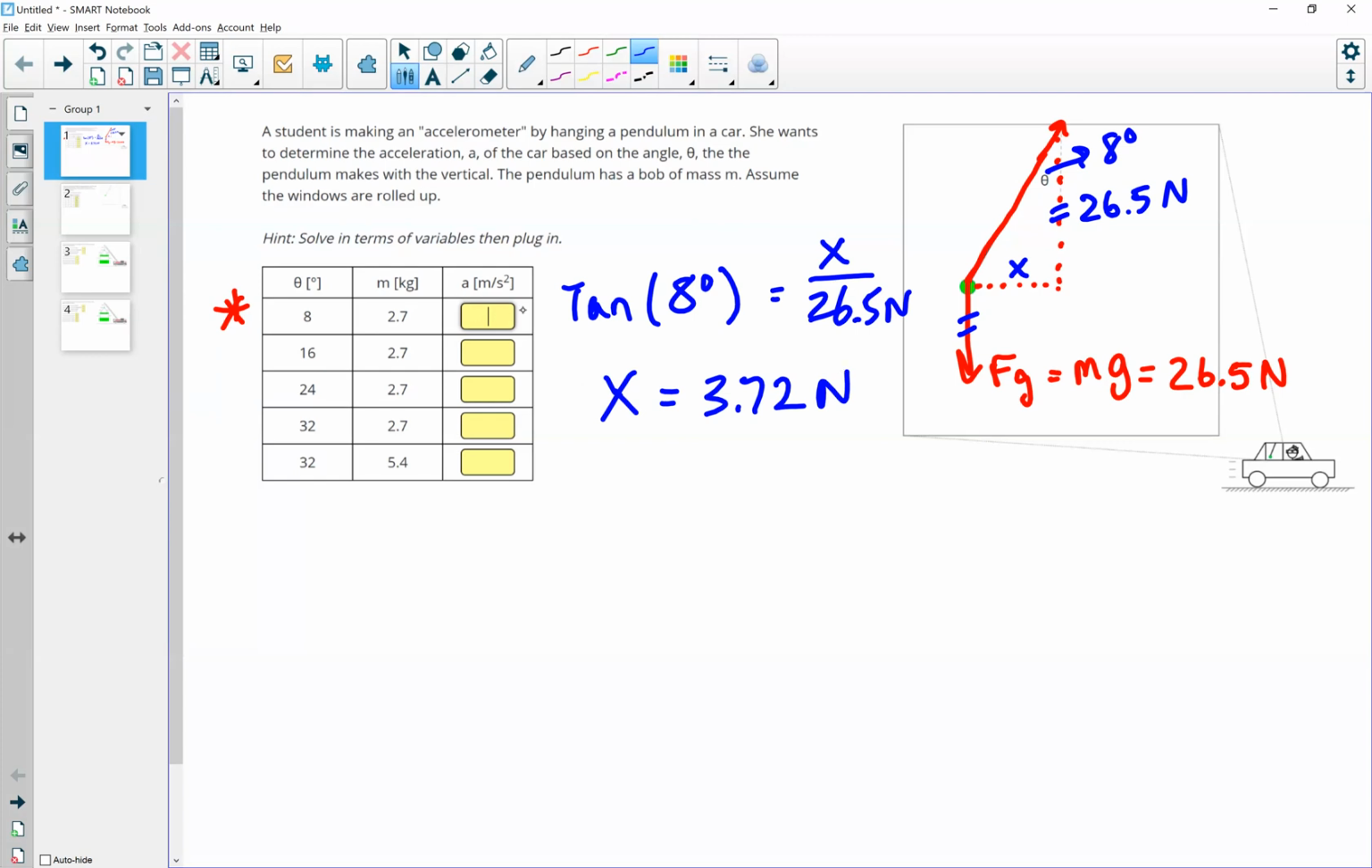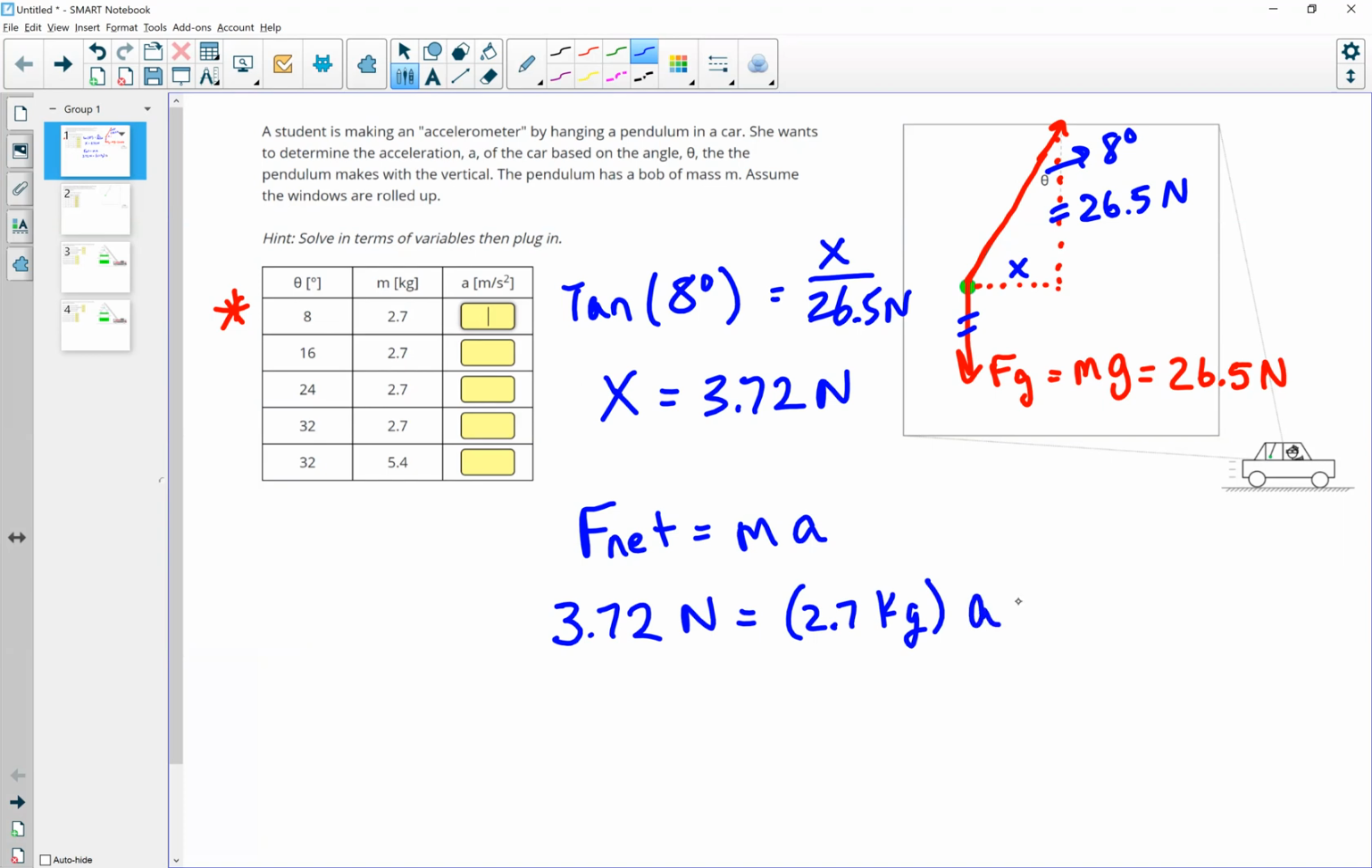All right, so that is the force, but the question wants us to figure out what the acceleration is. We know it's a net force, and the net force is just the mass times the acceleration. Since the verticals cancel, the horizontal is the only one making a net force. So it would be 3.72 newtons, and in this first row we're looking at a mass of 2.7 kilograms. Then we just need to solve for a. So a ends up being 1.38 meters per second squared.